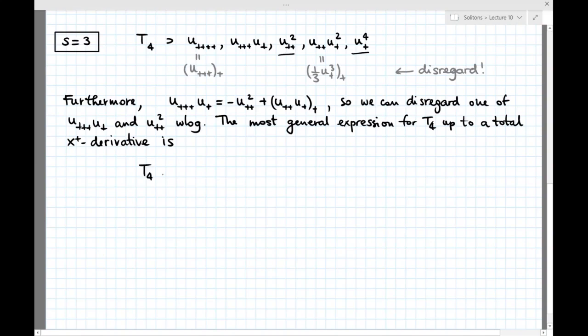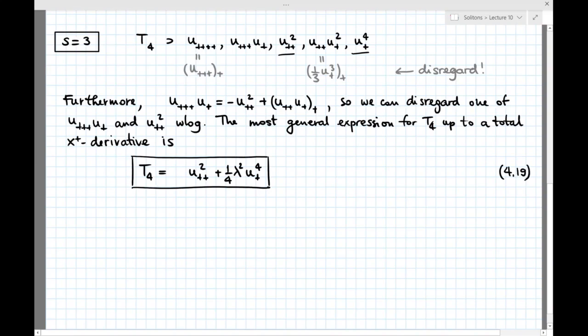So I'll write T4 as u plus plus squared linearly combined with u plus to the fourth. So it turns out that the coefficient of u plus plus squared must be non-vanishing, so we'll normalize that to 1, and I'll normalize the coefficient of the second term as 1/4 lambda squared for reasons which will become clearer in the following. That's equation 4.19.